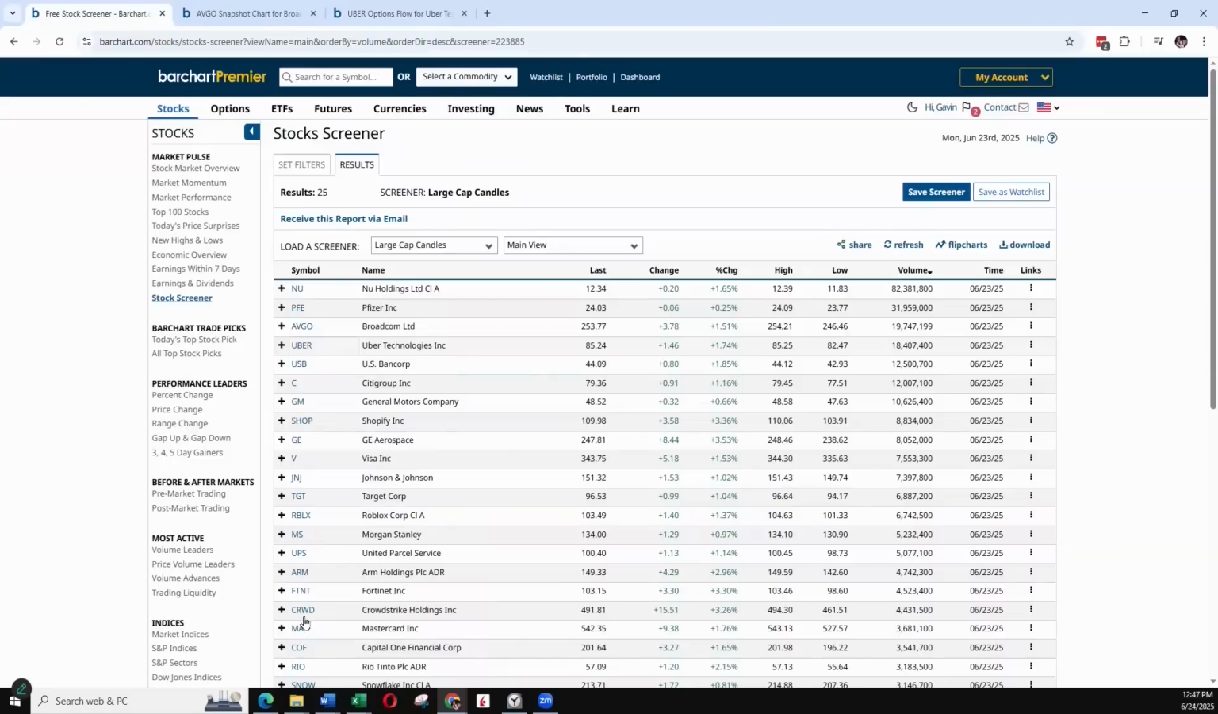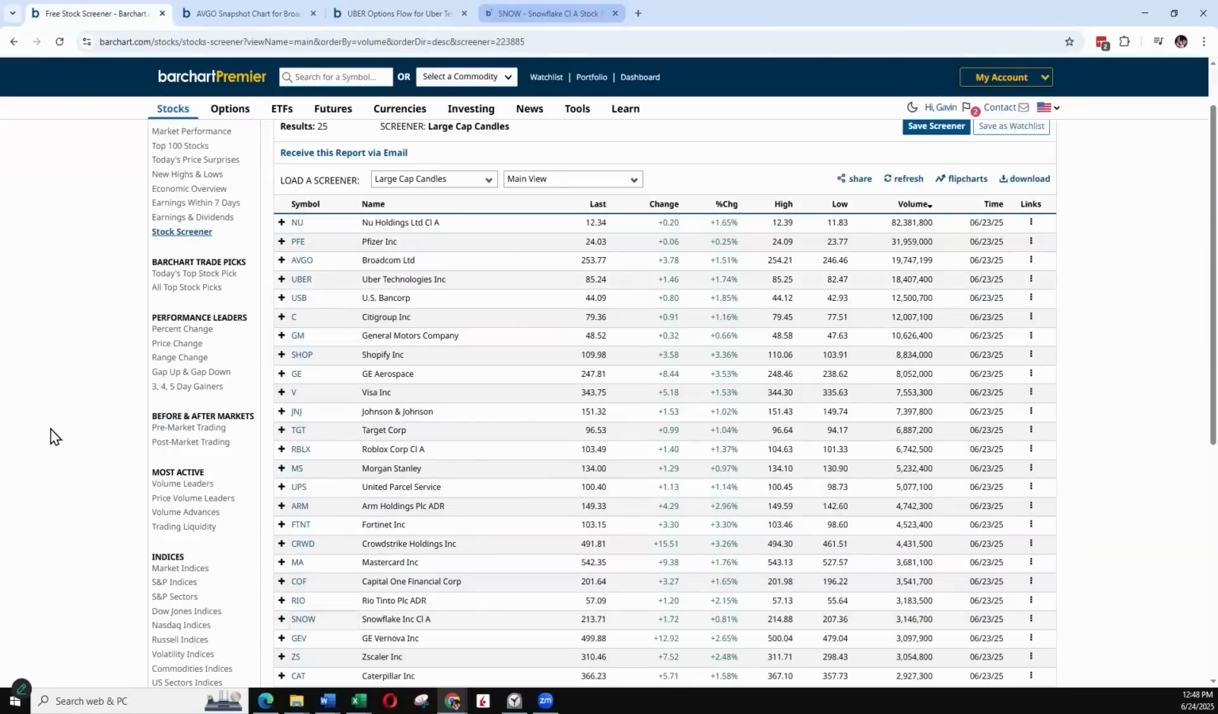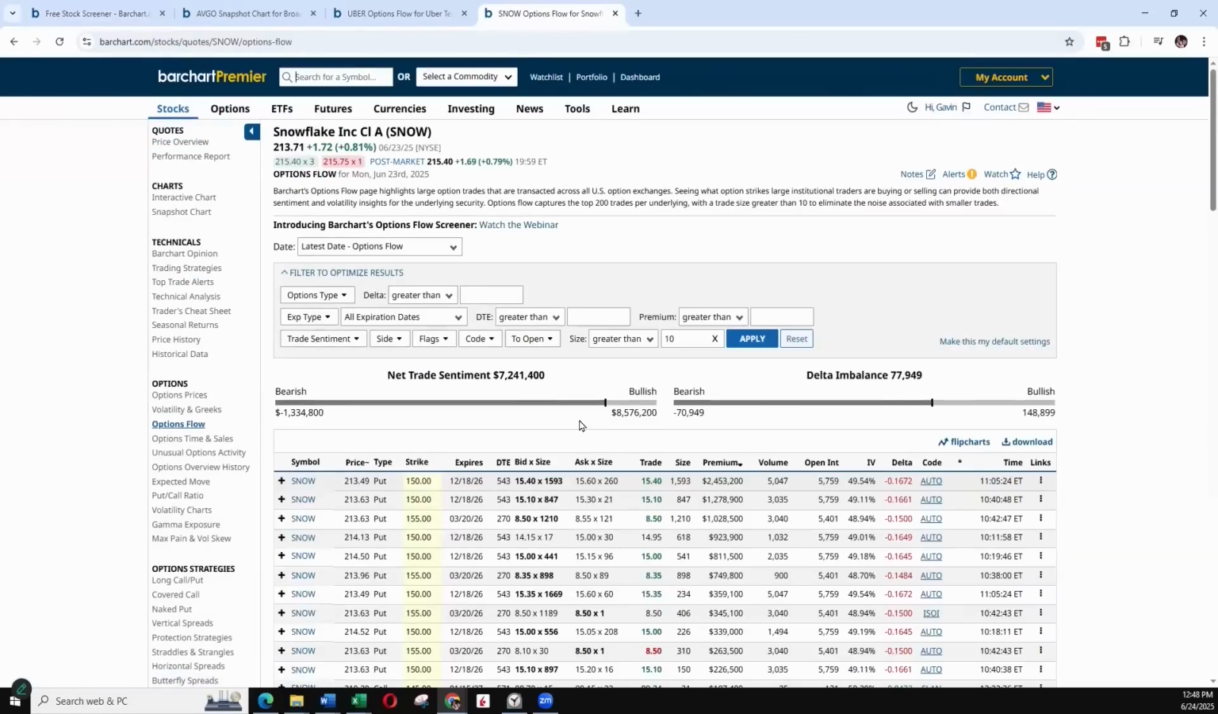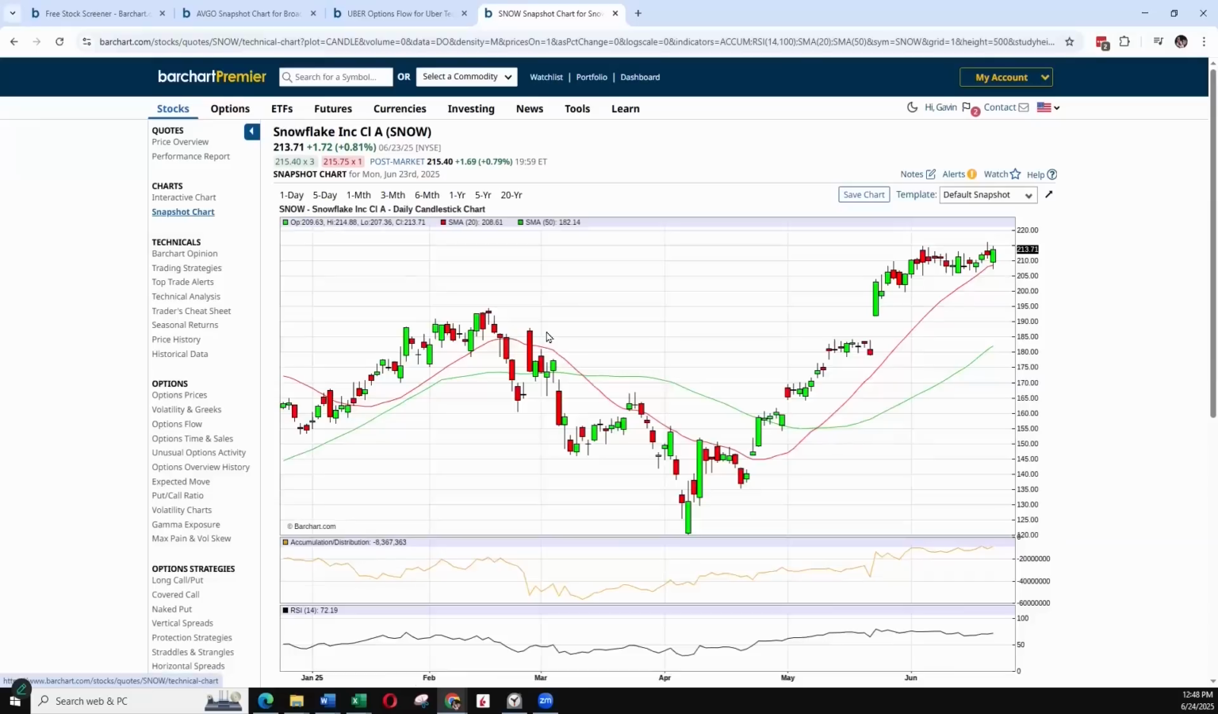And I'm going to go down here to Snowflake, options flow, very bullish. So here's a really interesting one from the bullish side. Very, very bullish flow, plus the bullish engulfing candlestick pattern. Let's have a look at the chart. And here we see another stock that's in a really nice uptrend and a very, very strong accumulation distribution line. So people are buying this rally, and this looks like a really good potential bullish candidate.